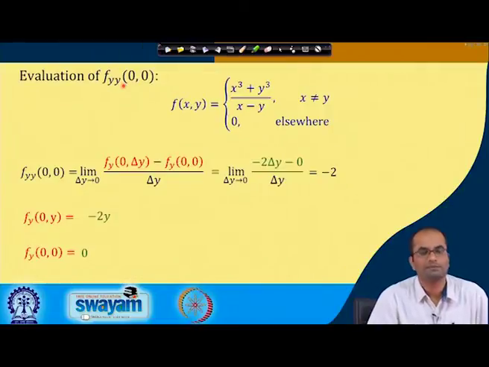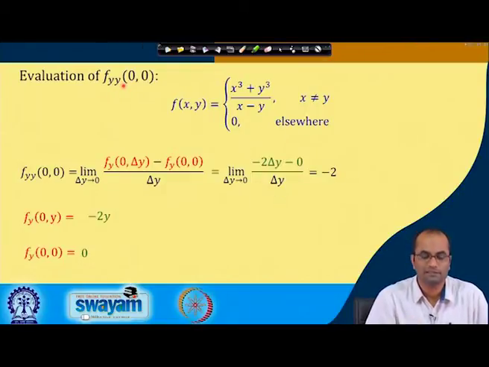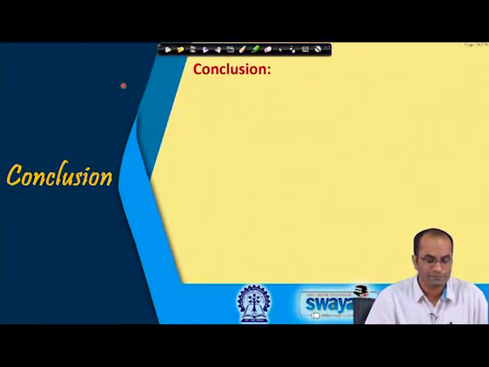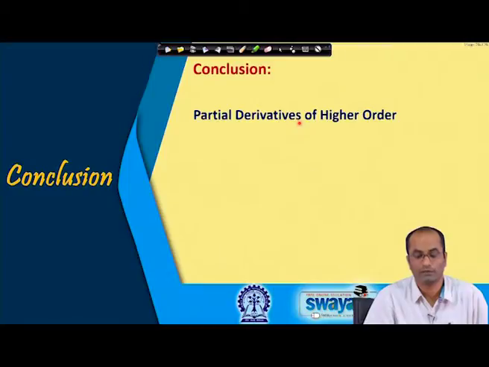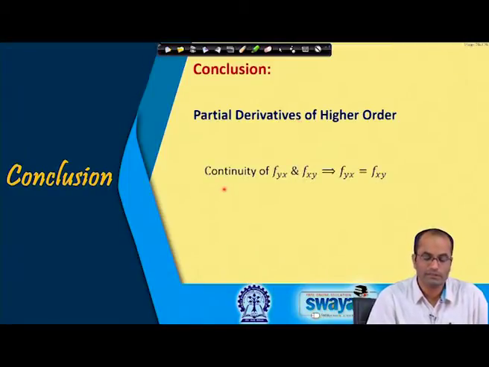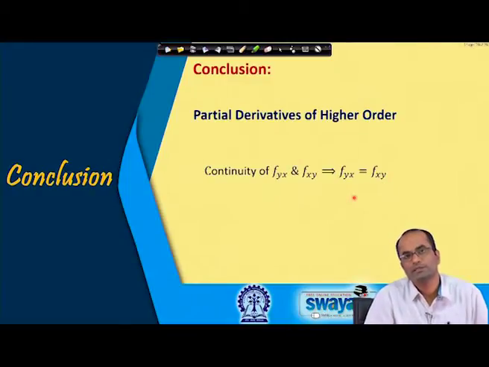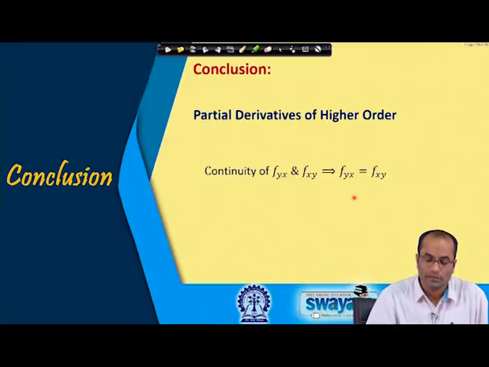So, in this particular case we have seen the function was not continuous, but we have second order derivatives, not only the first order, we have the existence of second order derivatives. So, what is the conclusion for today's lecture? We have now learned the partial derivatives of higher order. And what we have also seen is that the continuity of the partial derivatives is sufficient to ensure that these two mixed partial derivatives are equal, or if they are not equal, that means these mixed partial derivatives are not continuous in that case.